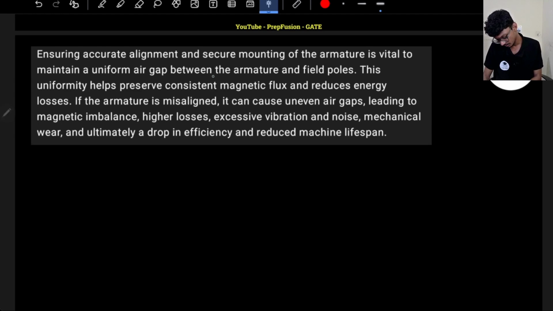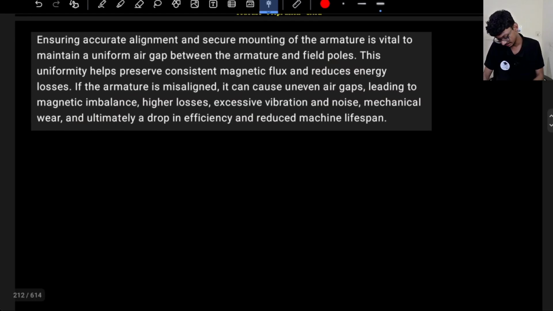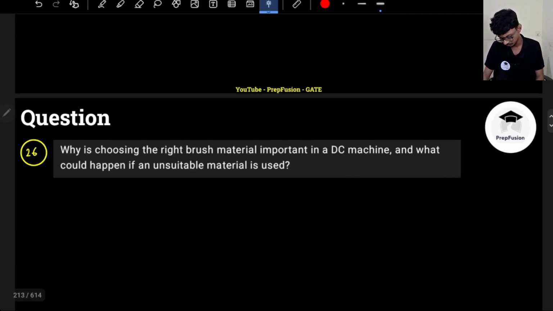So this uniformity helps preserve the consistent magnetic flux and reduces the energy losses. If armature is misaligned, it can cause uneven air gap leading to magnetic imbalance, higher losses, excessive vibrations. Because harmonics are there, more AC components. So it will vibrate more due to AC components. These are the main things. So that's why we don't want armature misalignment.